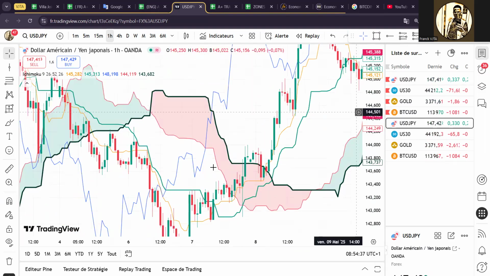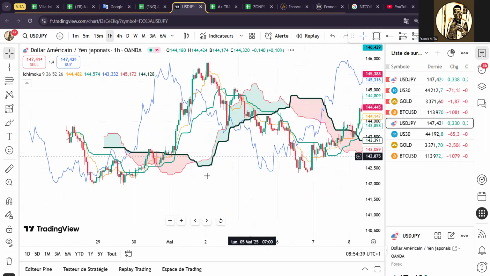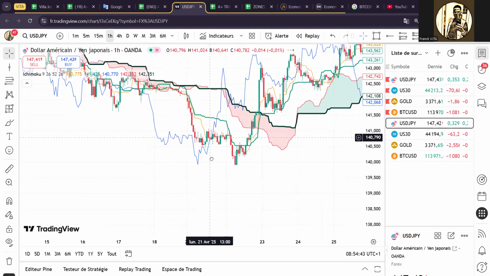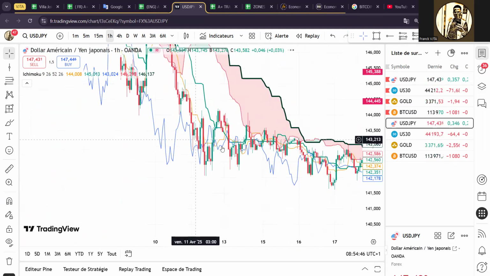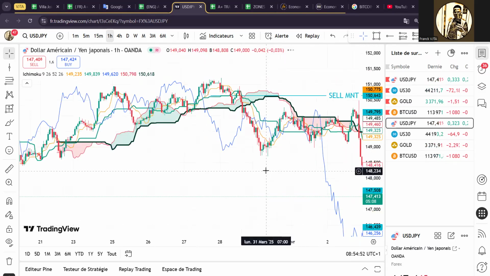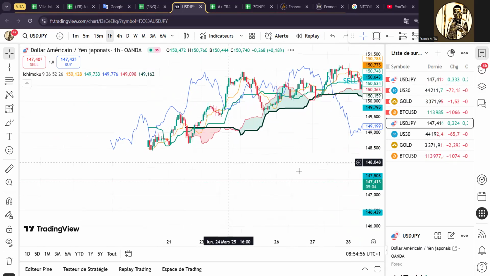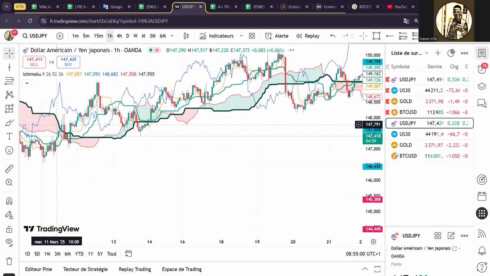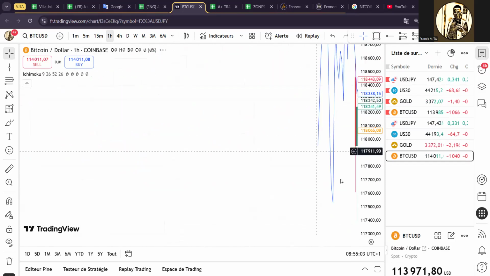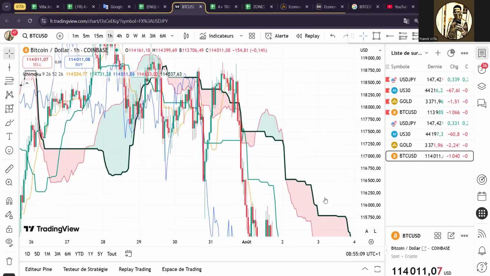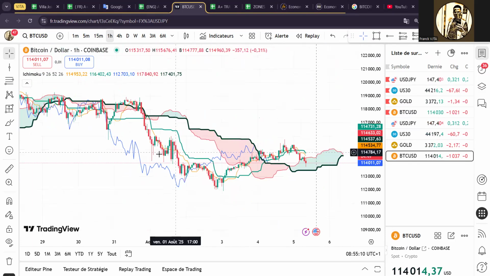Let us look at it somewhere. It happened in 15 minutes, 5 minutes and 1 hour sometimes. Let us go on pairs like Bitcoin. It happened a lot here, because those pairs range a lot like this one. It makes it happen a lot.